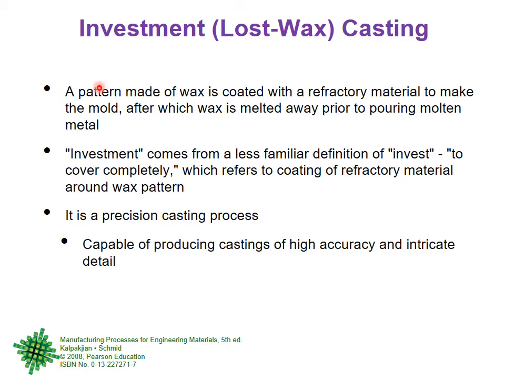So here the pattern is made of wax, and then it is coated with a refractory material to make the mold. Refractory means high temperature resistance, after which wax is melted away prior to pouring the molten metal. So do you understand that first wax is very easy to mold, and you heat it very slightly and it starts to almost melt. So wax is very easy to shape into any shape, and at low temperature it melts away, as you see in a candle and so on.